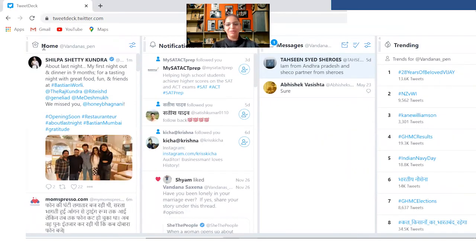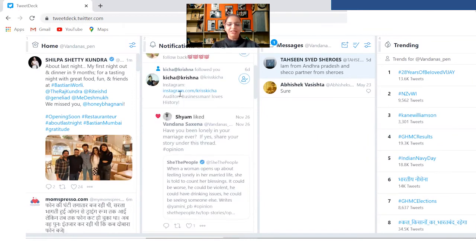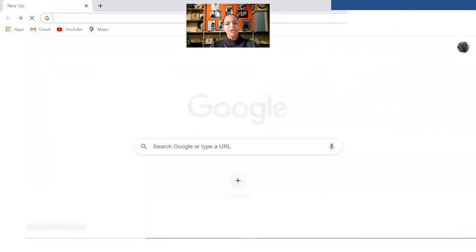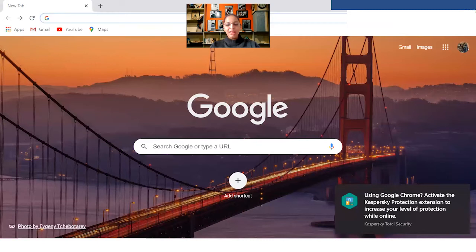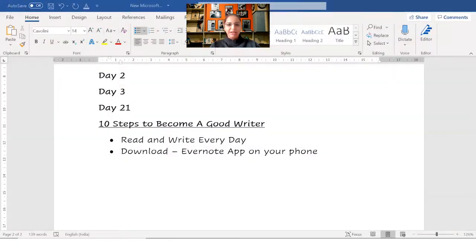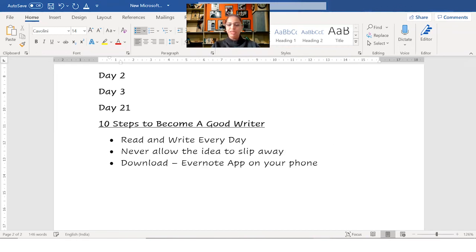What is happening? What is writing? What are people doing? See these many tweets. TweetDeck is just the organizing tool for your Twitter. Just go there, read something, and write it on your Evernote app. Whenever you have the idea, you can write it on your Evernote app, and then write it later or describe it later. It's absolutely your choice. Why? Because you should never allow the idea to slip away. So download the Evernote app on your phone. This is the second step.